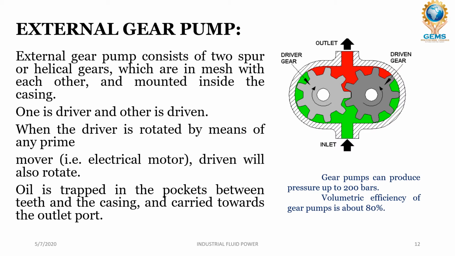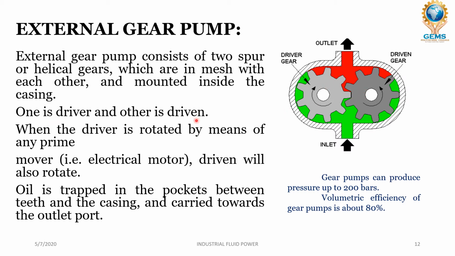Now let's see the external gear pump. The external gear pump consists of two spur or helical gears which are in mesh with each other and mounted inside the casing. This is the outer casing. These two spur gears are meshed with each other inside the casing.